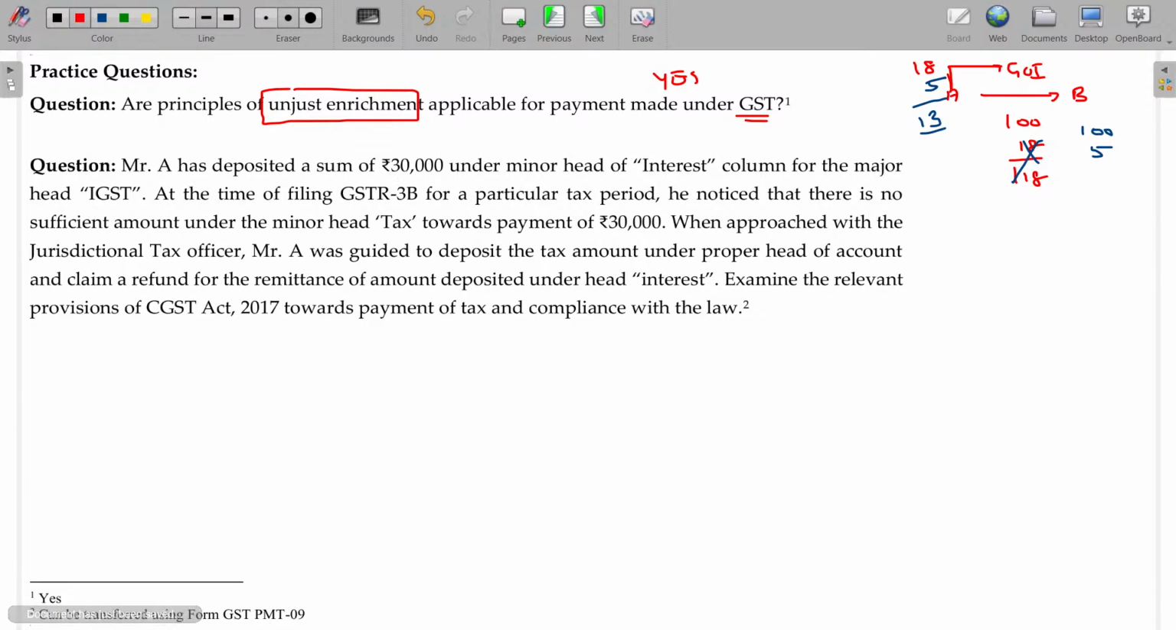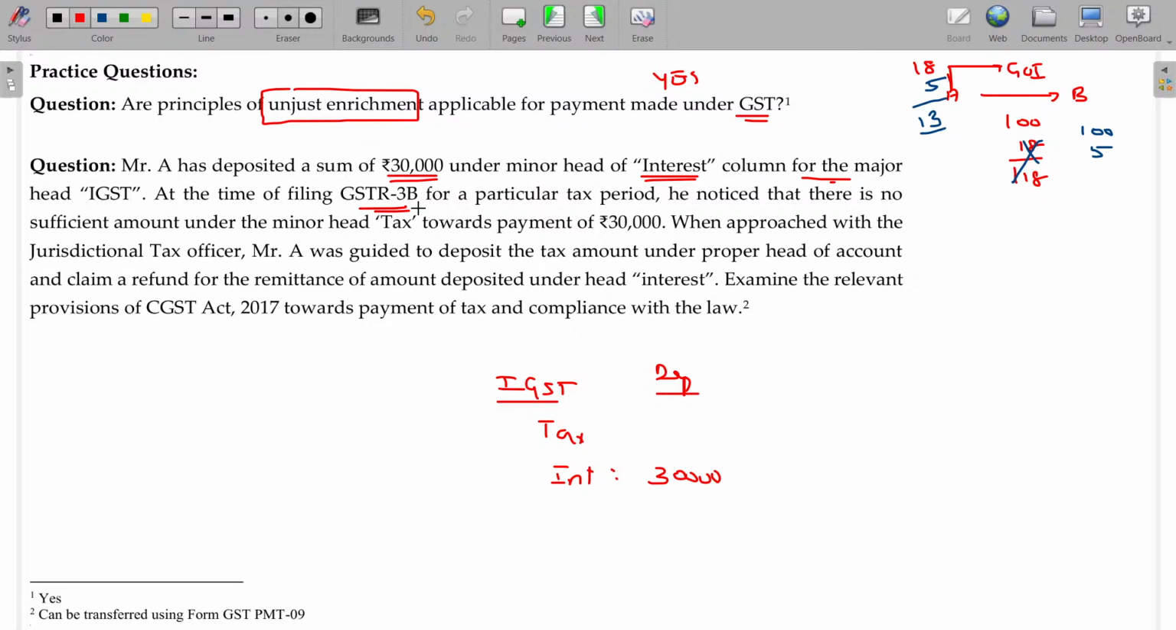Mr. A has deposited a sum of 30,000 under the minor head interest, in the column for the major head IGST. In IGST, there will be a tax column, an interest column, and other amount columns, but he has deposited 30,000 here.